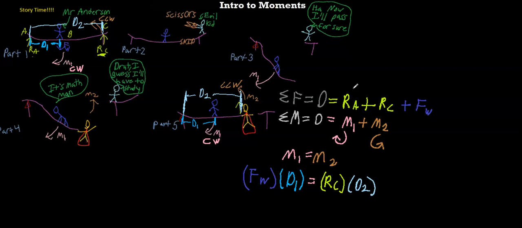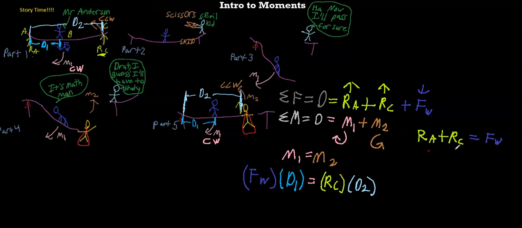And then we can do something similar with our forces. The sum of all forces has to cancel out as well to equal 0. And so we can say our two reactionary forces, which are going upward, cancel out our downward force. So we can rewrite this to say RA plus RC is equal to the force of weight going down, because they have to cancel out.